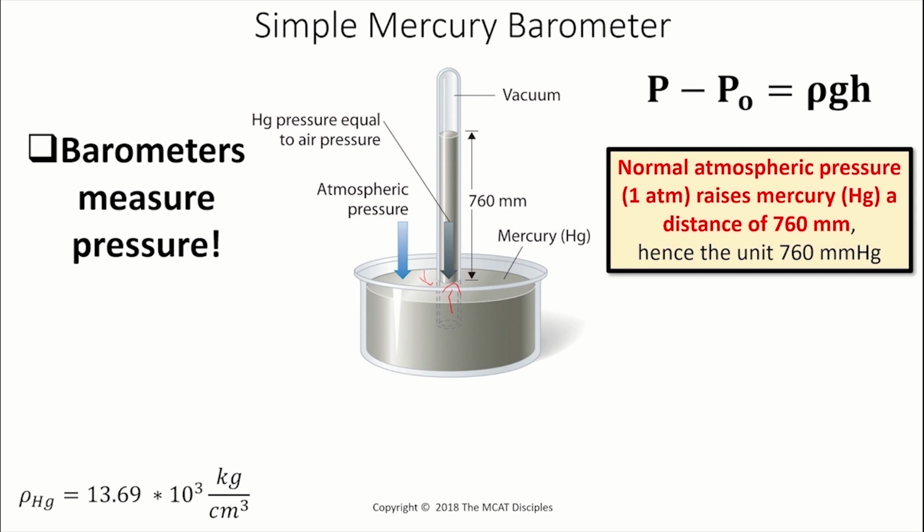Measuring pressure, a normal atmospheric pressure will raise a column of mercury up 760 millimeters, hence the unit 760 millimeters of mercury. So we say 1 atm is equal to 760 millimeters of mercury.